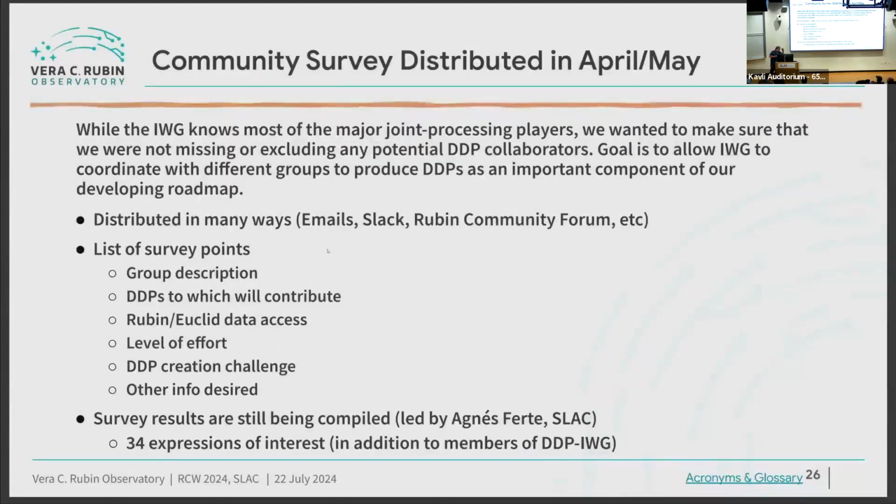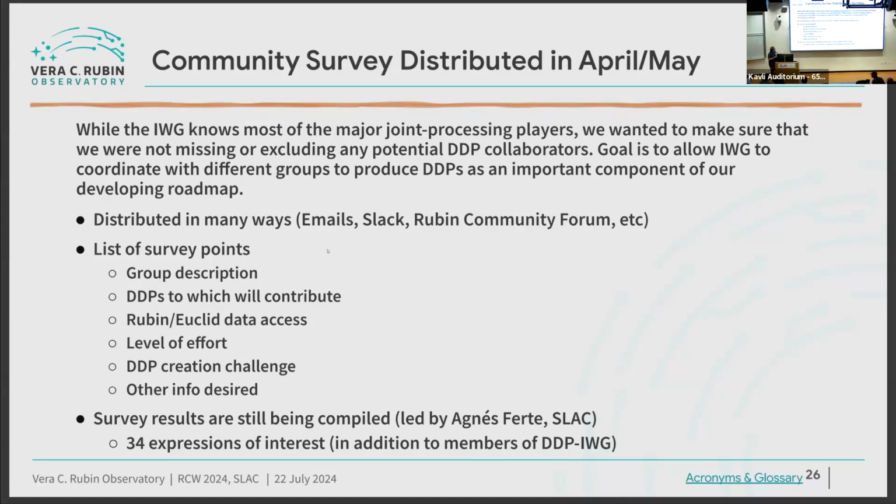So I'm just going to describe a couple of the other things that the group has been up to. We distributed a community survey back in April, May, sort of. While we know most of the major joint processing players, we wanted to make sure that we were not missing or excluding any potential collaborators. So the goal of the survey was to allow the working group to coordinate with the different groups that are producing these products as an important component of our developing roadmap.